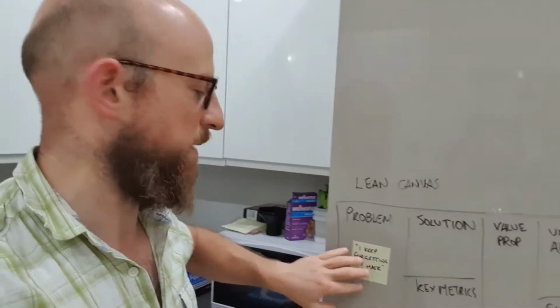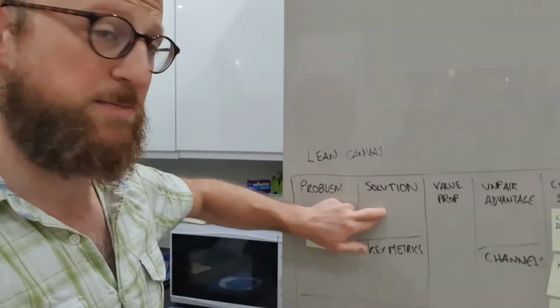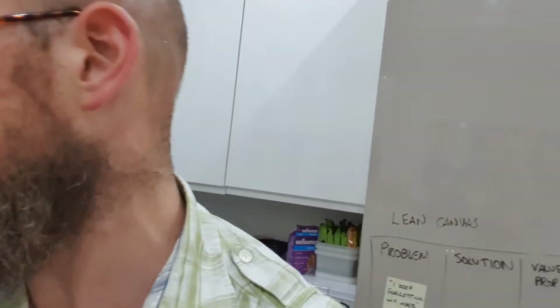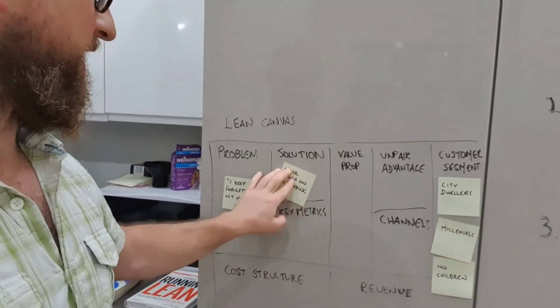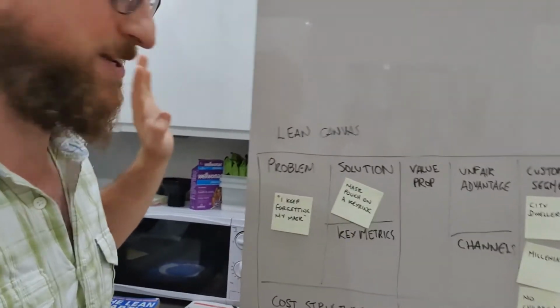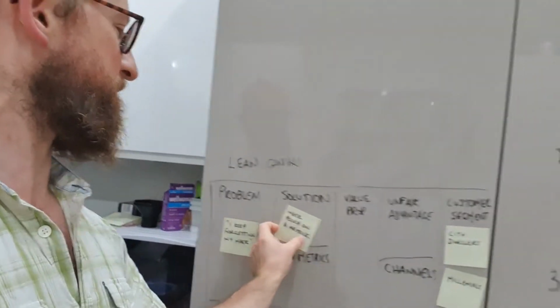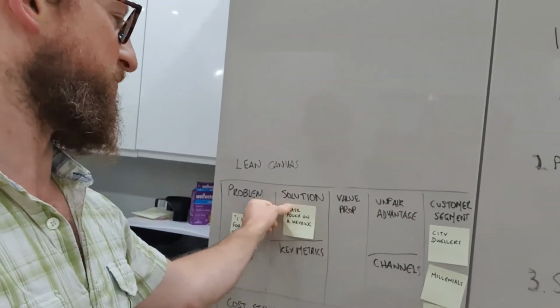So that's what I mean by problem. The interesting bit then is the solution. Well, I think my solution is a mask pouch on a keyring. So that's what I think is the big solution. People keep forgetting their mask. Sell them mask pouches on keyrings.